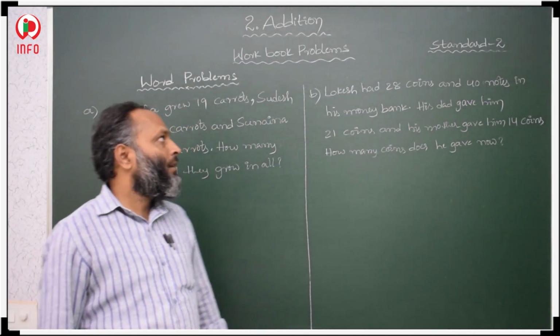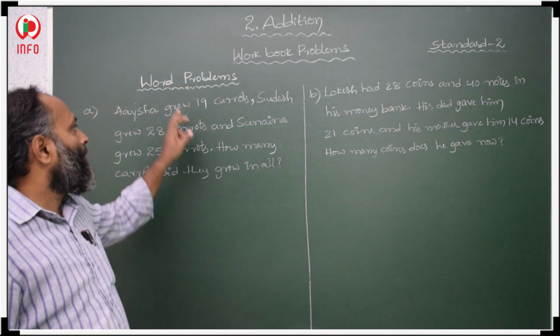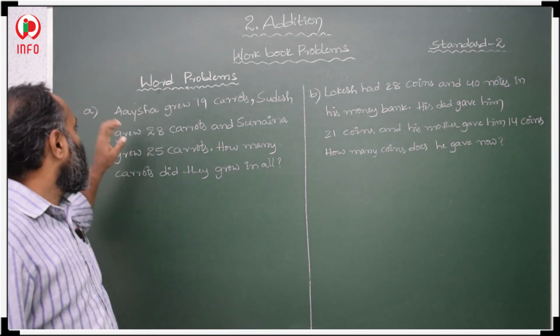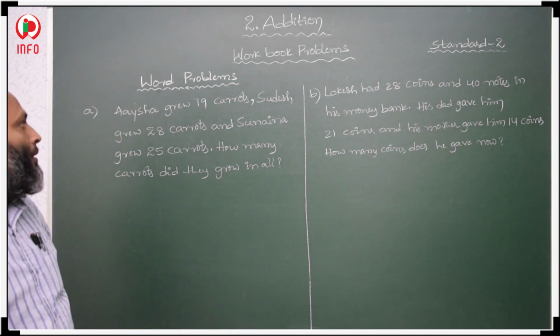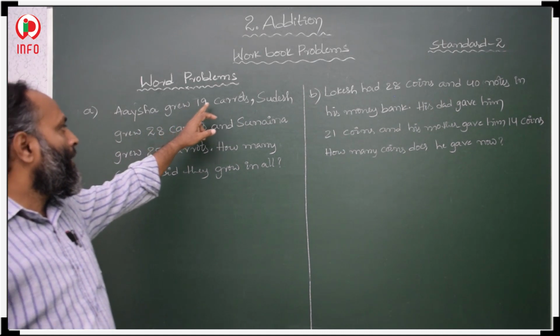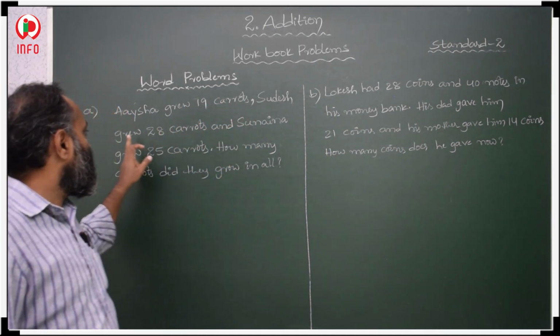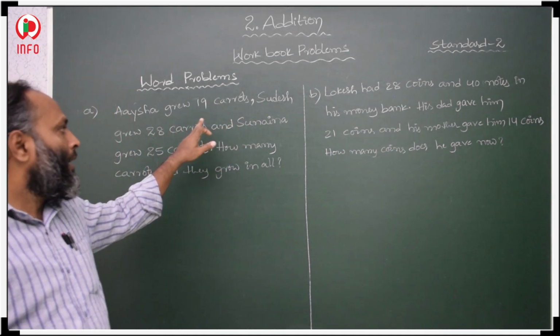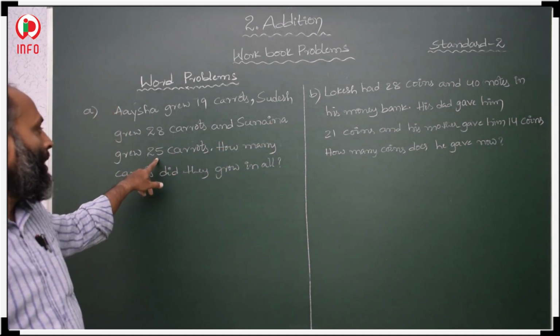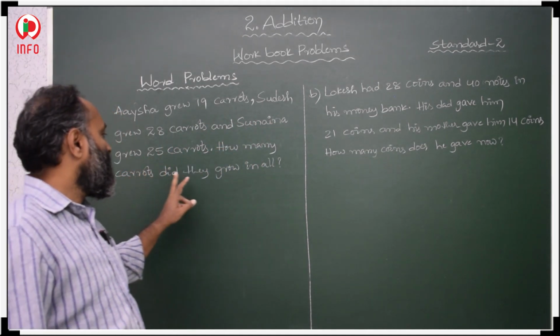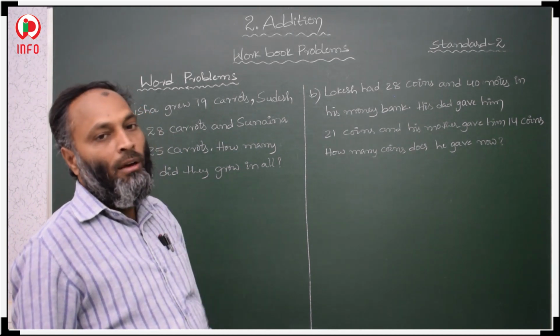Yes, now students, in workbook, word problems. See here, first question in word problem. Aisha gave 19 carrots, Sudesh gave 28 carrots, and Sunaina gave 25 carrots. How many carrots did they grow in all?